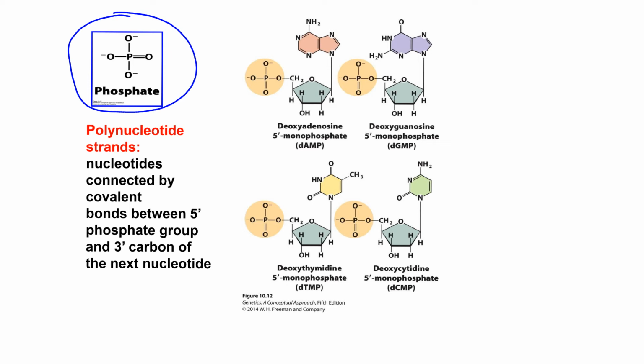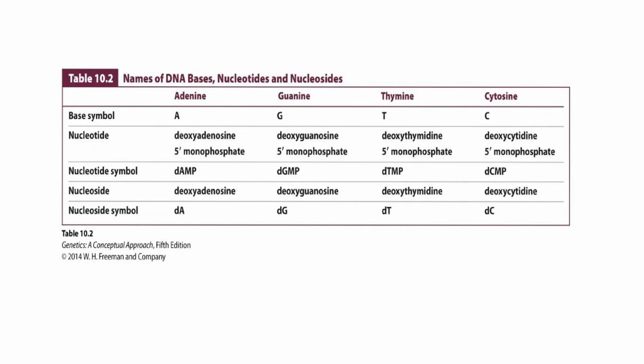Now, since we have 4 different bases, there are 4 different deoxyribonucleotides: deoxyadenosine monophosphate, deoxyguanosine monophosphate, deoxythymidine monophosphate, and deoxycytidine monophosphate. This table just summarizes the names of DNA bases, nucleotides, and nucleosides. I will not go over it. You can very easily read it.